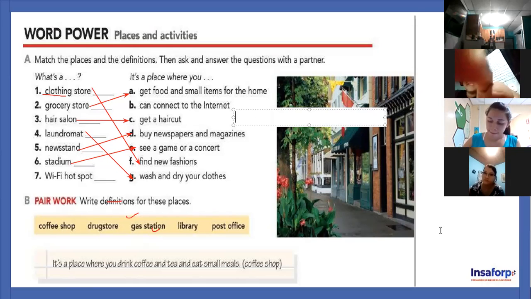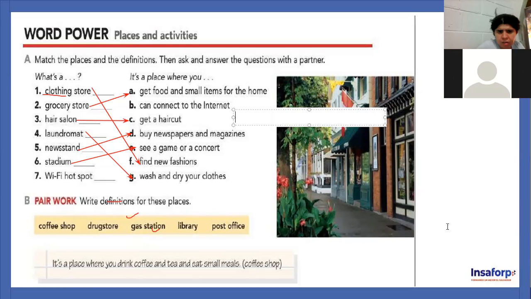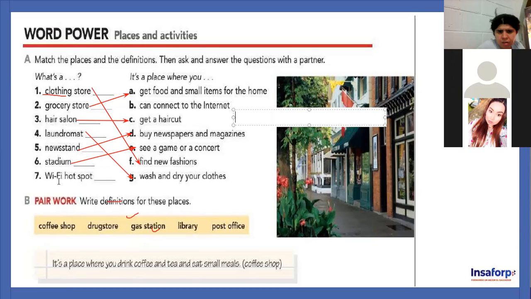Okay, and the last one. Can you help me with the last one, Tatiana? Letter number seven, please. The letter B. Yes, right. Letter B. Can connect to the internet? Exactly. You can connect with the internet, right? That's right. Thank you. So we have, you can connect to the internet.